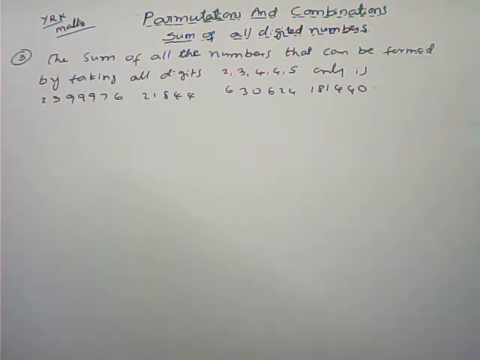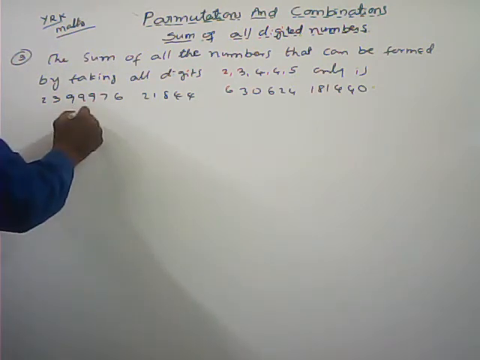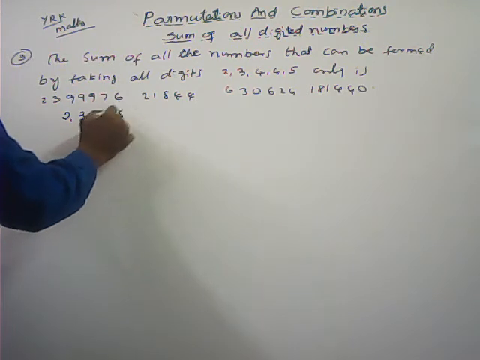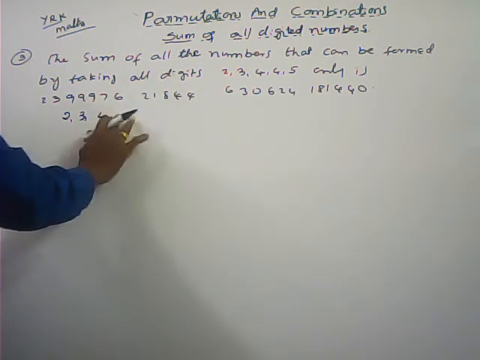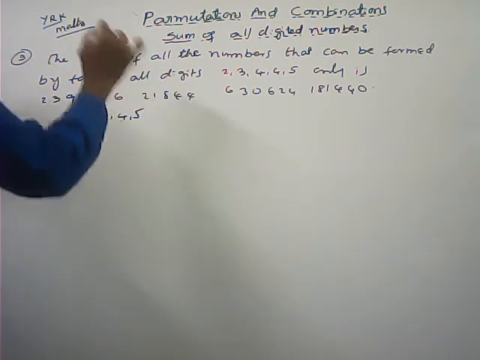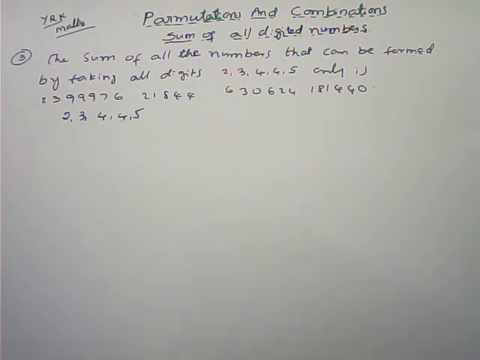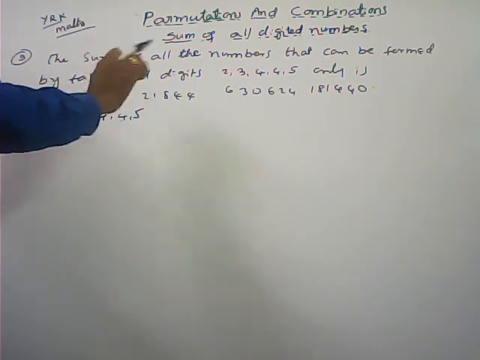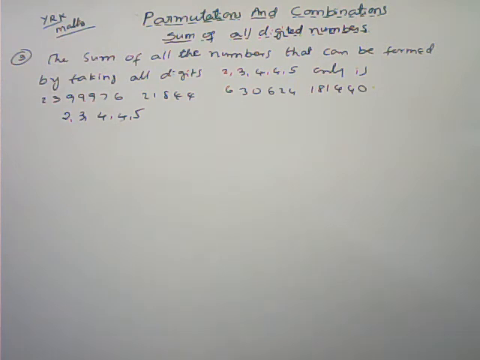Next one, the sum of all the numbers that can be found by taking the digits. Here see the difference between previous and this one. Here 4 is repeated twice: 2, 3, 4, 4, 5. Here also we want the sum of all the numbers that can be found by taking all digits. All digits 2, 3, 4, 4, 5.